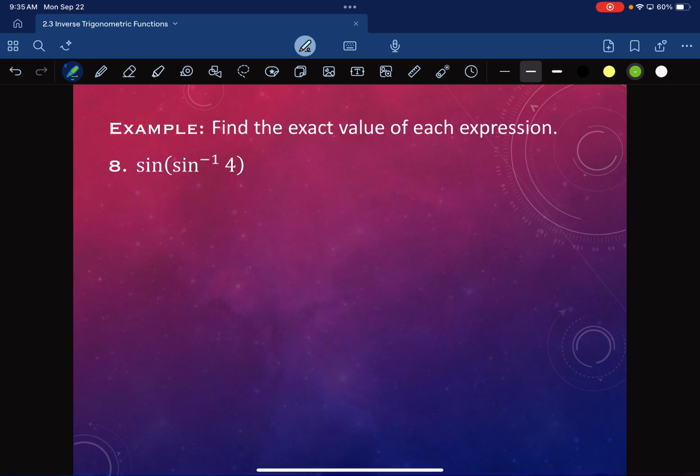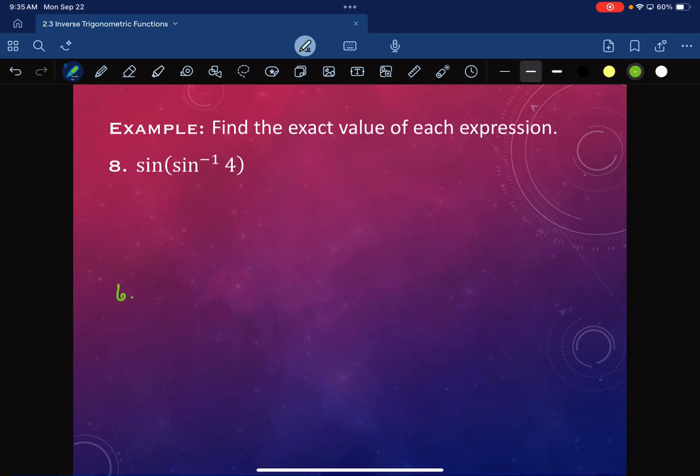What do you notice about the order of the trig functions from 6 to 8? The location of the inverse is in a different spot. Do you guys see that? Okay, so this is this one. Let me write the other one just so that I have them on the same screen.